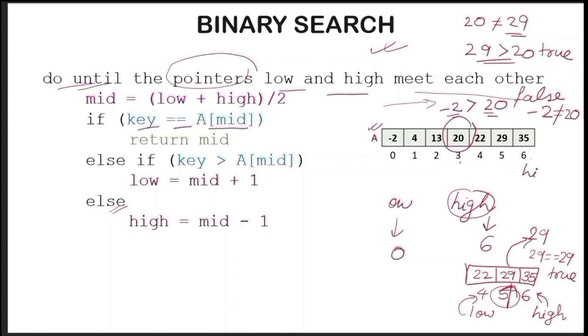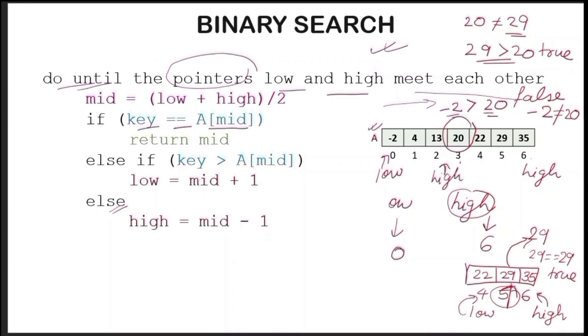Now your high pointer was pointing to 6 when we were taking the whole array, and low was pointing to 0. Now the high pointer, which was pointing to 6, will point to 2.